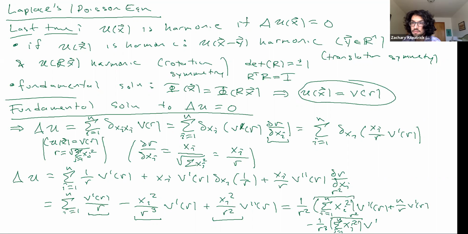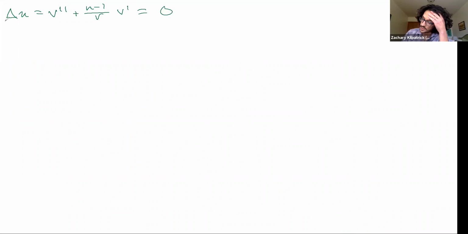So if I write all this out, I'm going to switch to the next slide now. Is that all right? Okay. I'm going to get that the Laplacian of u is equal to v prime prime plus n minus 1 over r v prime is equal to 0, right? Because the Laplacian of u is equal to 0. Okay, this is just an ODE now. So how do I solve this? Well, I can divide through by v prime, and I get v prime prime over v prime is equal to minus n minus 1 over r.